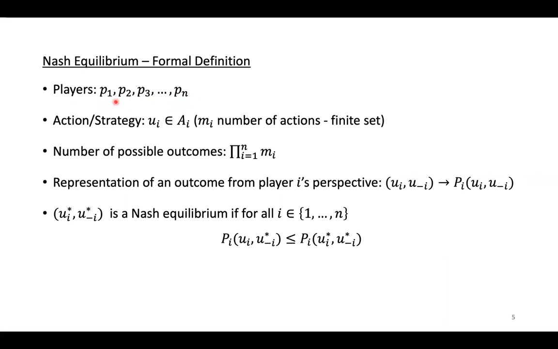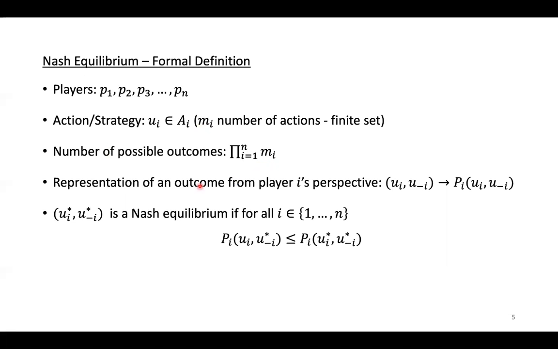So let me denote each player by P1, P2, P3, and so on up to Pn, where Pi means the ith player. For each player, there are mi actions, and I call the set Ai, which contains these mi actions, and it is a finite set. Again, this is an assumption for simple matrix games for now. If player i has mi actions, that is, P1 has m1 actions, P2 has m2 actions, then the number of possible outcomes is the product of the mi.